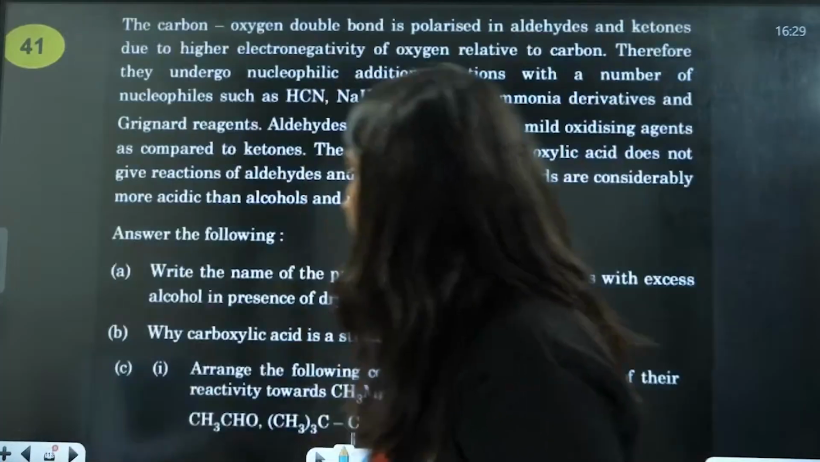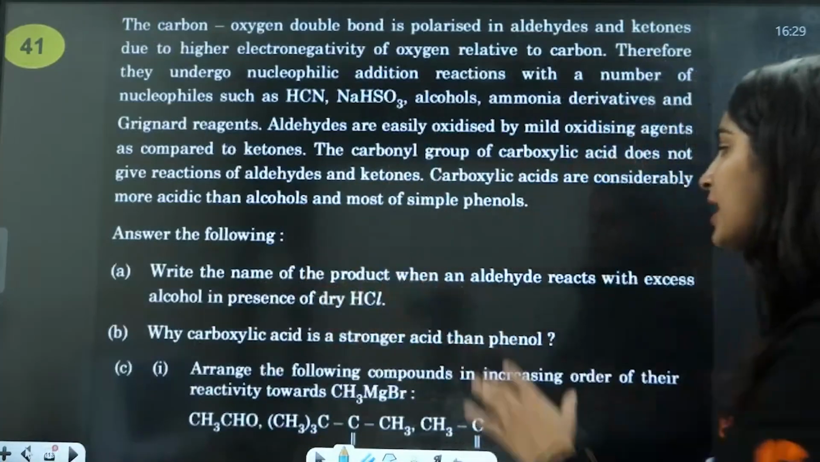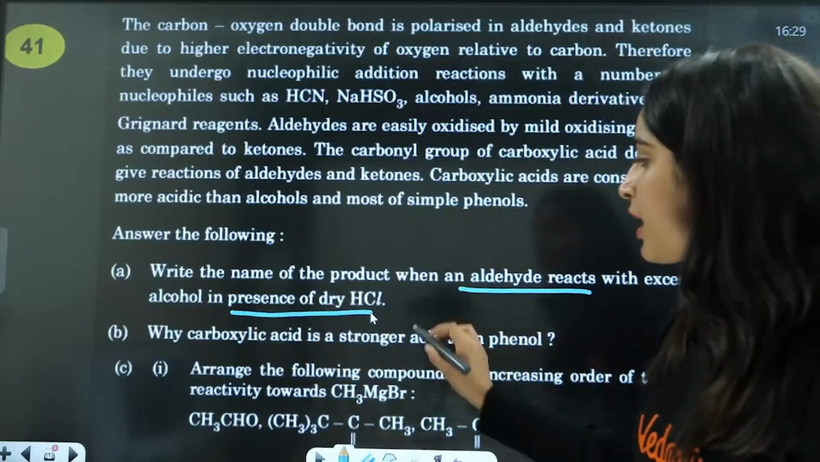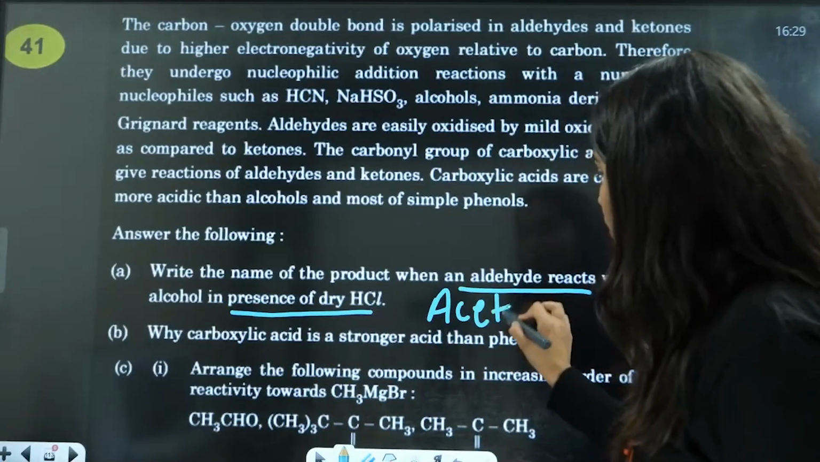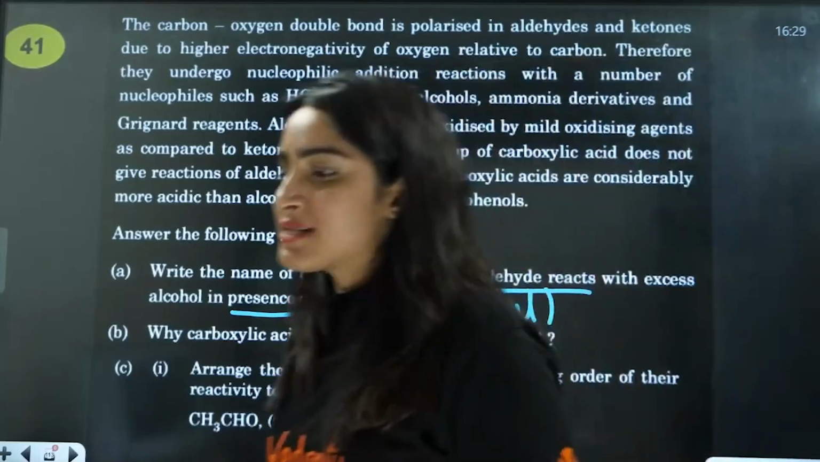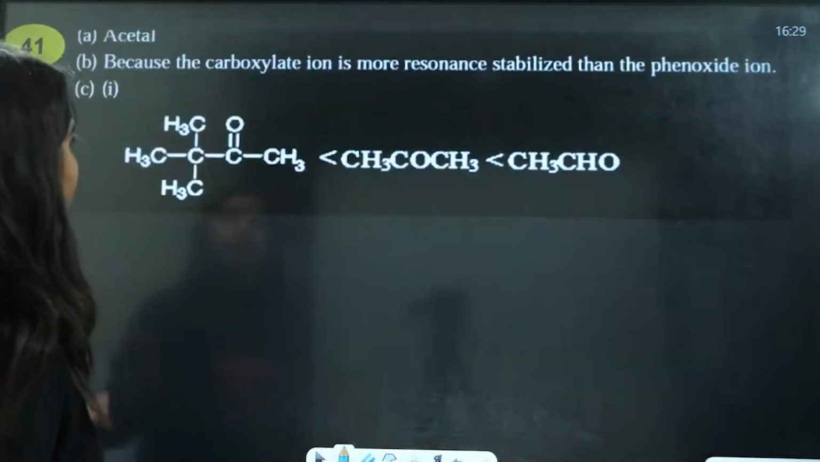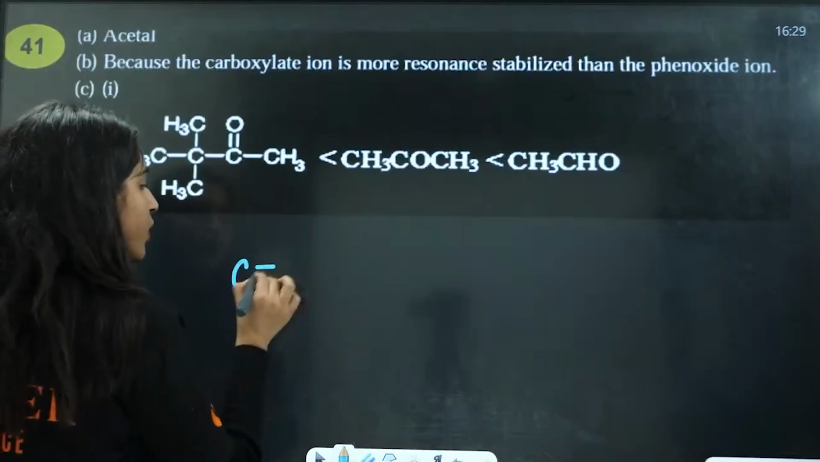Now see the question here. First is: write the name of the product when an aldehyde reacts with excess of alcohol in presence of dry HCl. The product here is acetal. That is, acetal is formed here. What is going to form here, bacha?